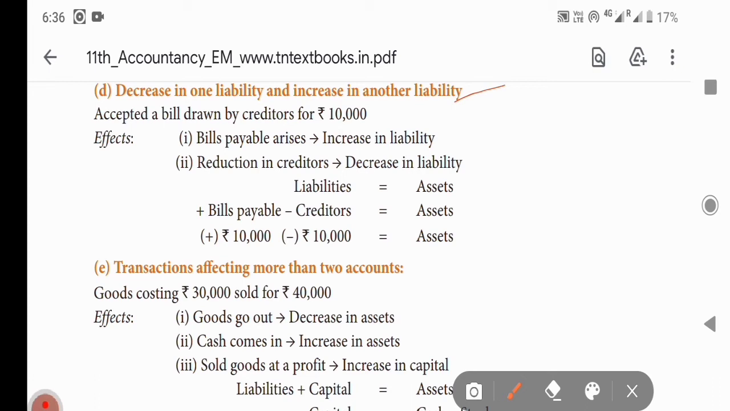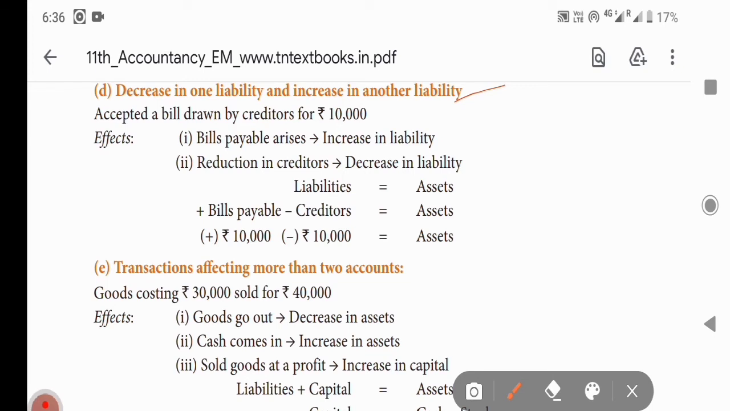For this transaction: accepted a bill drawn by creditors for rupees 10,000. We are accepting the bill, so that is bills payable. That is one effect. Another effect is reduction in creditors. We are paying the amount to the creditors, so liability is getting decreased. So these are the two effects taking place.